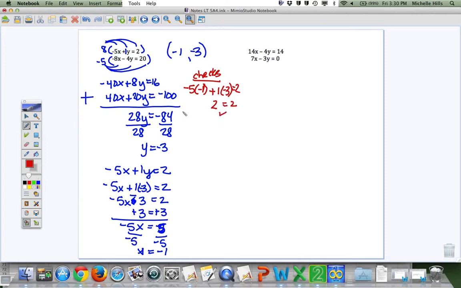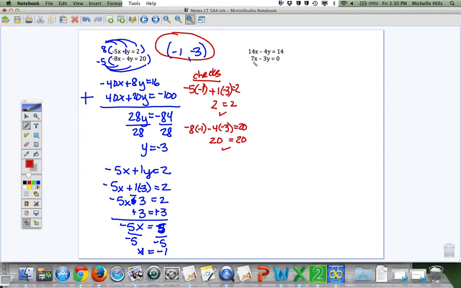I have to check it in the second equation. So negative 8 times x becomes negative 8 times negative 1, minus 4 times y becomes minus 4 times negative 3, and again that negative 1 and negative 3 came from my x and y in my ordered pair, and I'm checking to see if that equals 20. So negative 8 times negative 1 minus 4 times negative 3 in my calculator, I get 20. It's the same thing as the 20 on the other side of the equation, so that answer did check in both of my equations.